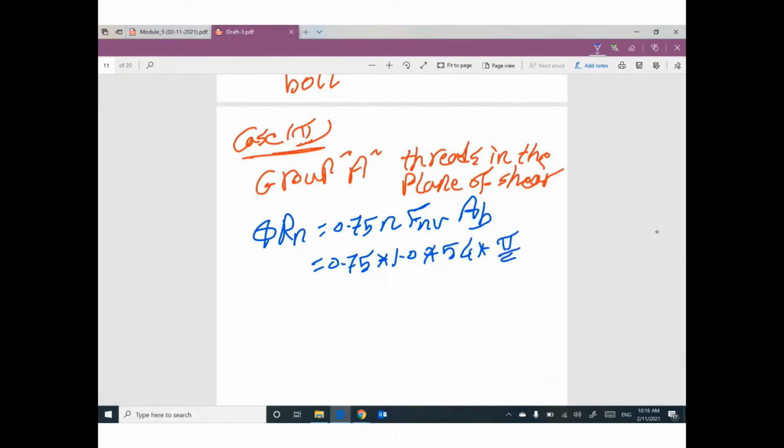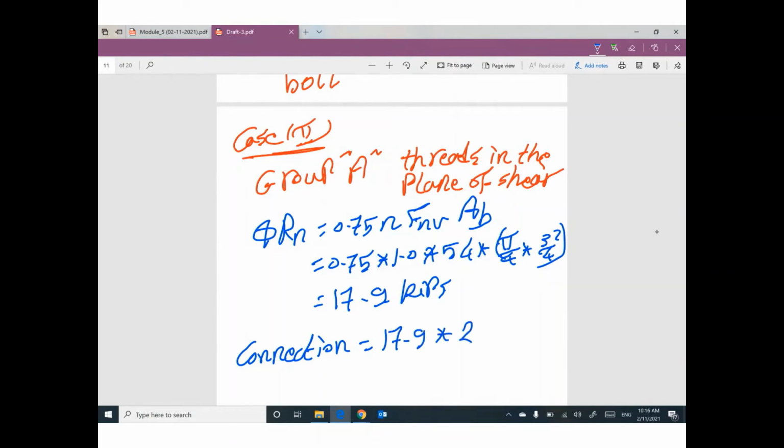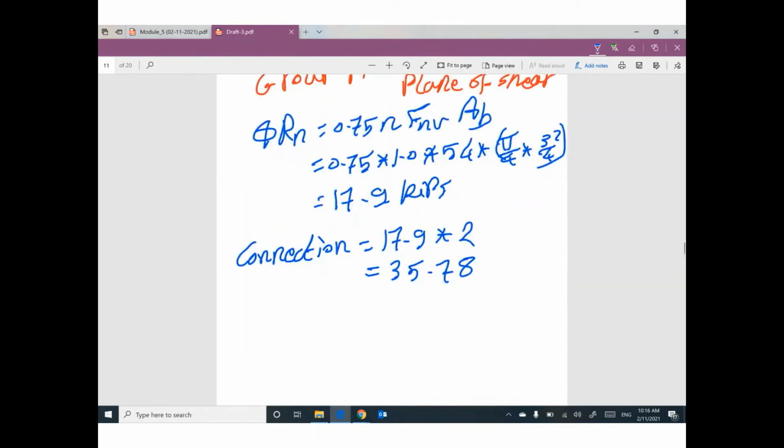And the area of the bolt is π/4 times 3/4 squared. I can figure out this value. It will be 17.9 kip. So the design strength of the connection equals the design strength of one bolt times 2, because we have 2 bolts. So it will be 35.78. Wow. So Pu must be smaller than or equal to 35.78.